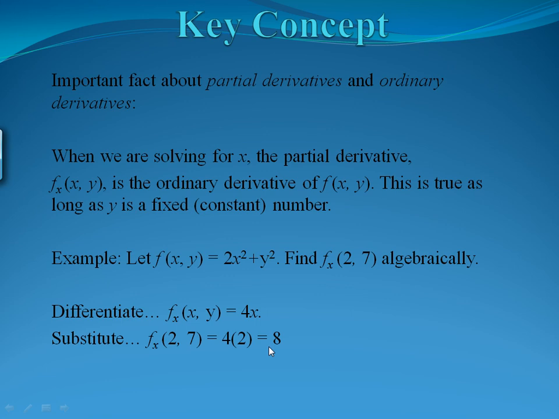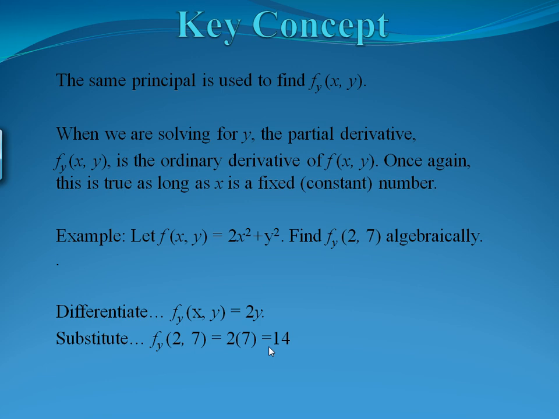We can do something similar and find the partial derivative at the same point with respect to y. So let's see how that works. The same principle is going to be used here. Since we're taking the partial derivative with respect to y, that means that x is now treated as a constant. So again, we have the same function and we're looking at the same point. The first step here is going to be to find the general first partial derivative with respect to y.